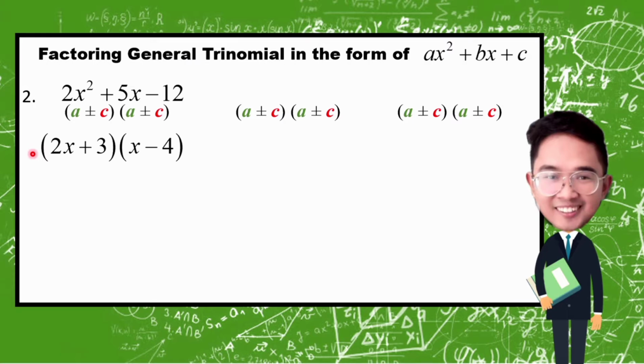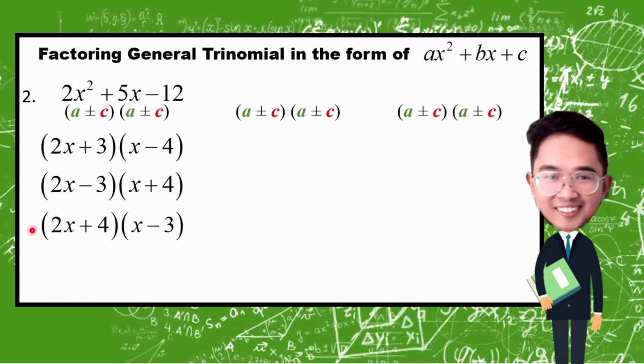We have here the quantity of 2x plus 3 multiplied by the quantity of x minus 4, the quantity of 2x minus 3 multiplied by the quantity of x plus 4, the quantity of 2x plus 4 multiplied by the quantity of x minus 3, the quantity of 2x minus 4 multiplied by the quantity of x plus 3. As we can see here in the first set, we are interchanging the sign and also the last term. So these are the possible factors wherein we use the factors of 3 and 4.